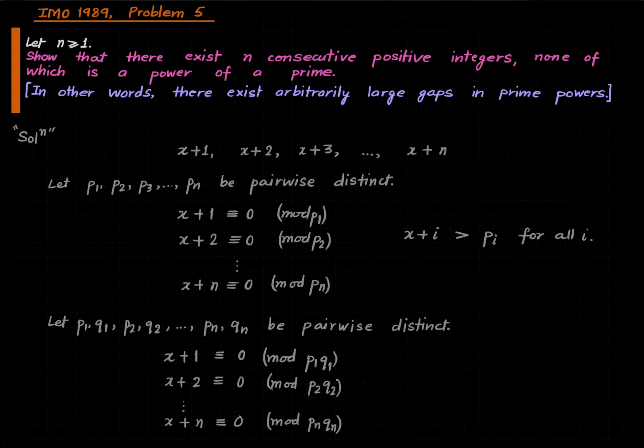By the Chinese remainder theorem, there is one such x, because these moduli are pairwise relatively prime. Since these are pairwise distinct primes, p1 q1 is relatively prime to p2 q2 and so on. So there is one such x. And since this has two distinct prime divisors, this has two distinct prime divisors, this has two distinct prime divisors, none of them can be a prime power. Impossible. That's it. Such a short, sweet solution to a very meaningful and difficult looking statement.